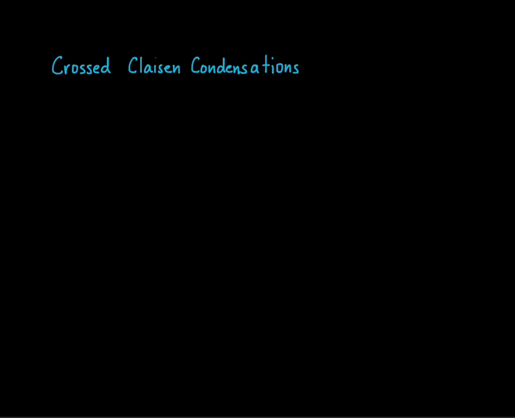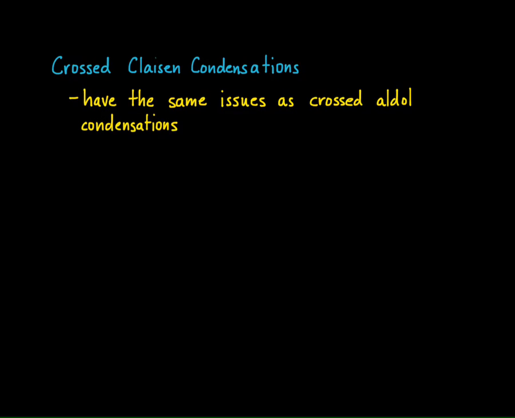We've seen crossed aldol. We now are going to look at crossed Claisen condensations. And of course, these have the same issues as crossed aldol condensations in that if you put two esters together in solution with a base, you're going to get a mixture of products.